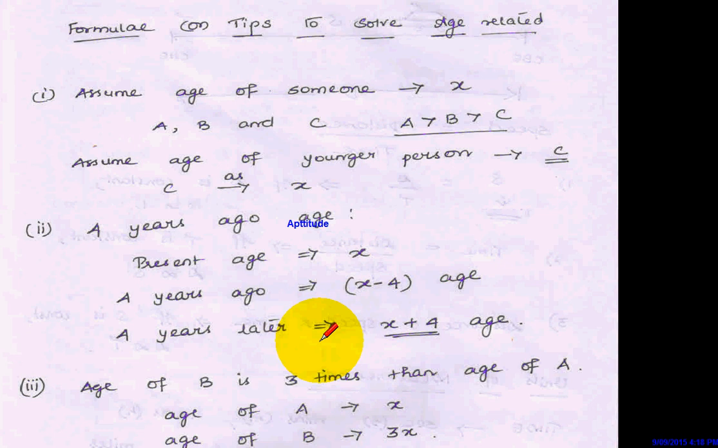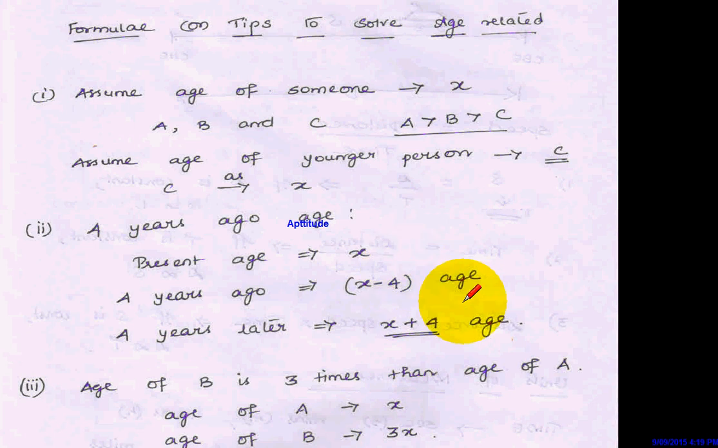See, if the ages of three persons are given, say A, B, and C, and suppose A is older than B and B is older than C. In such a case, we always need to assume the age of the younger person. Here the younger person is C. We need to assume the age of the younger person C as X. If the age of any person is not known, we can assume their age as X, and if more than one person is involved, then we assume the age of the younger person as X, and from there we derive an equation and solve the problem.